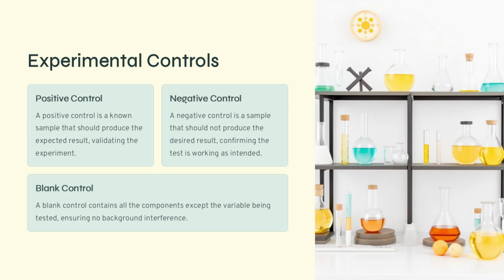These different types of controls help researchers identify and account for any confounding factors, isolating the effect of the variable being studied. Understanding and properly implementing these controls is crucial for drawing accurate conclusions from experimental data.